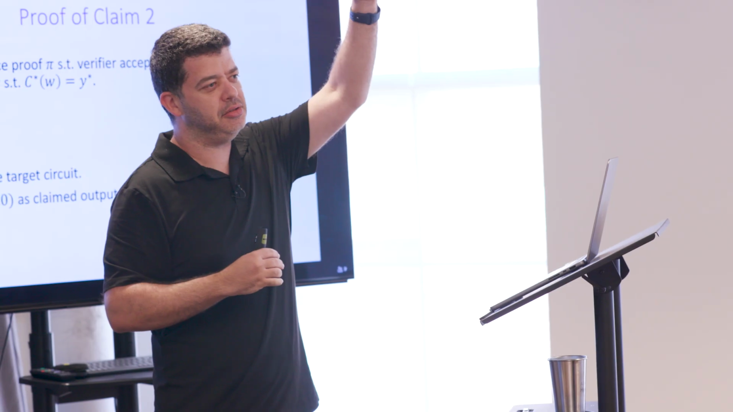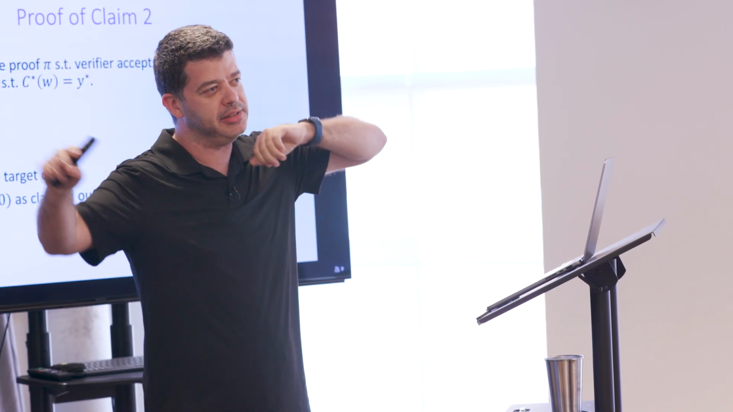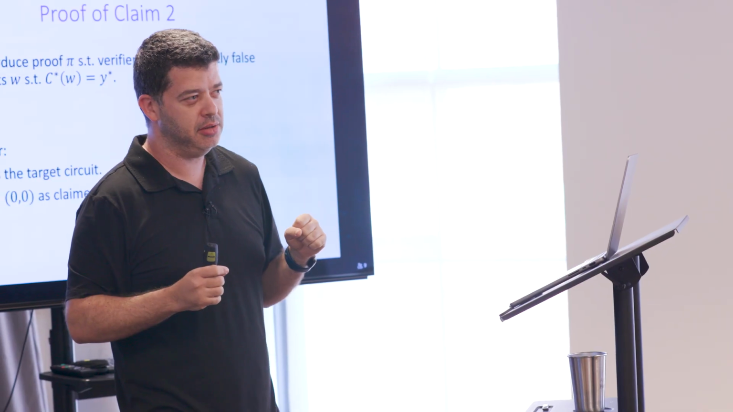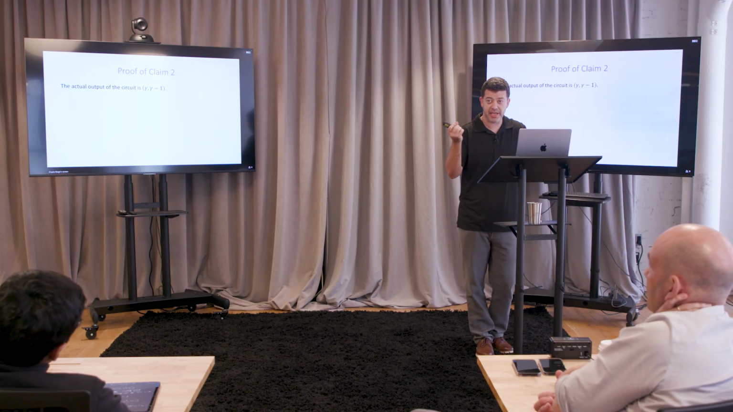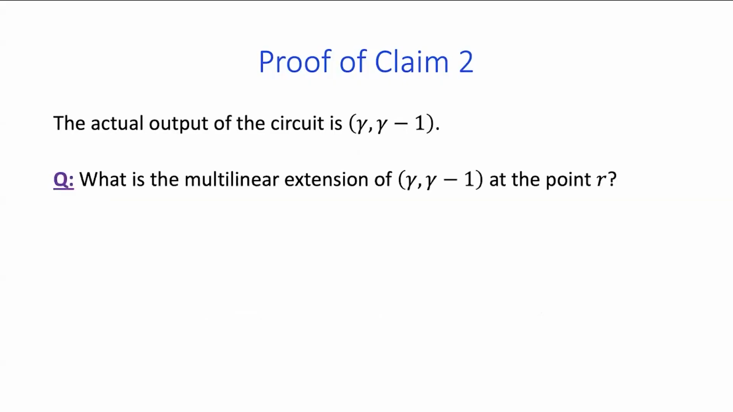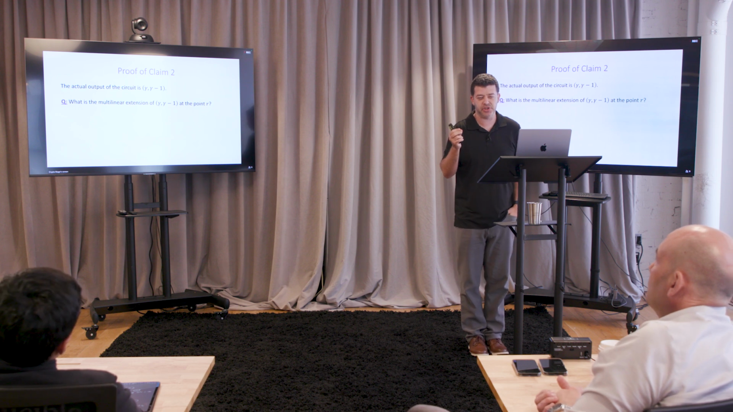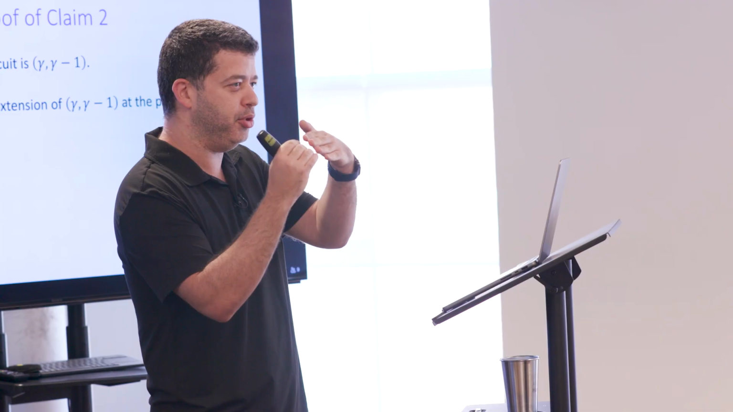The prover still needs to generate a bunch of stuff for the GKR and so on. But let's pause here for a second, because this is where something interesting is going to happen. Cool. So the actual output of the circuit is gamma, gamma minus 1, where we saw how gamma was computed. It was specified a couple of slides ago. And now I want to ask you a question. It doesn't depend so much on what gamma itself is for the moment, but what is the multilinear extension of the string gamma, comma, gamma minus 1 at the point r?